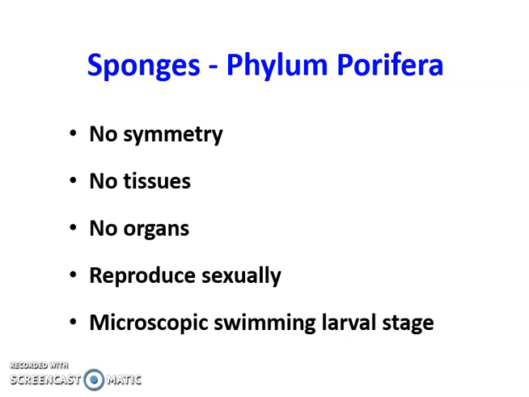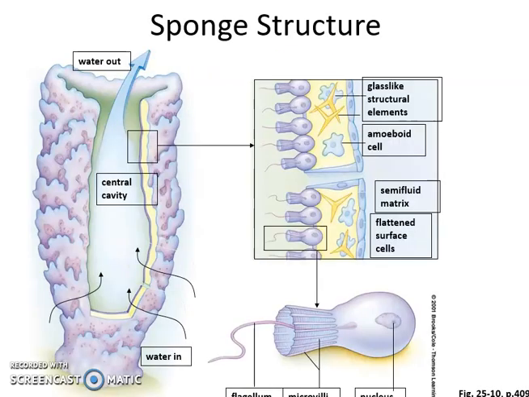They do reproduce sexually, and they do have the mobile stage of a microscopic swimming larval stage. So we kind of equate this to basically a seed that can swim. And so when it does establish itself in an area that it likes, it will be able to produce more offspring and create a new sponge in these cases. So let's take a look at the body plan of a sponge.